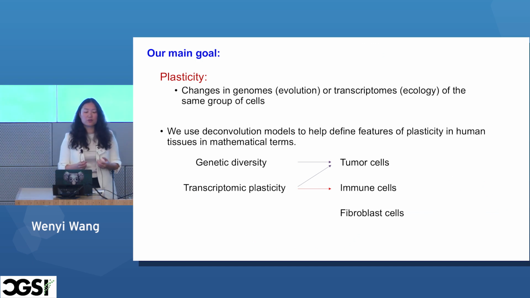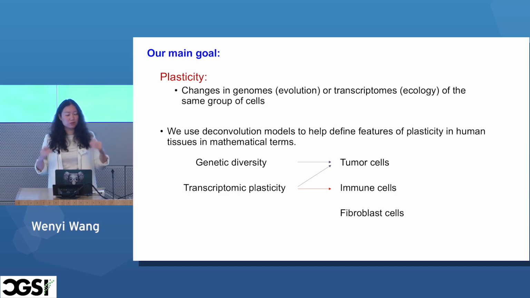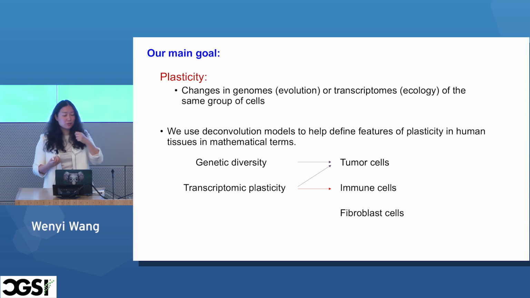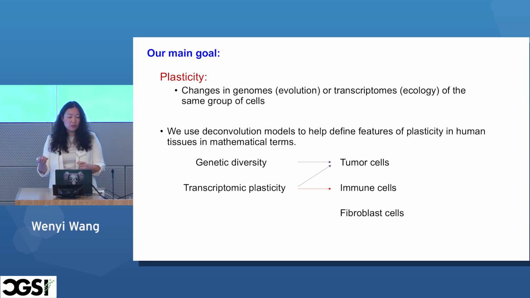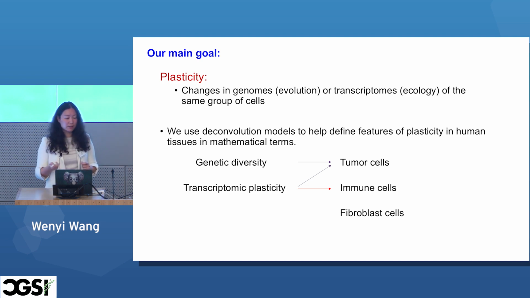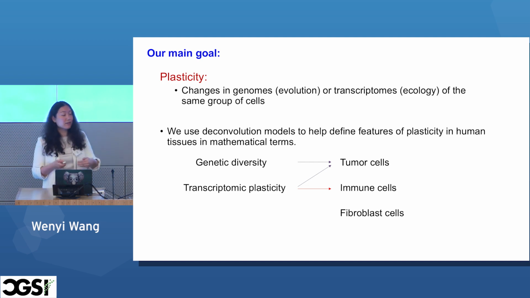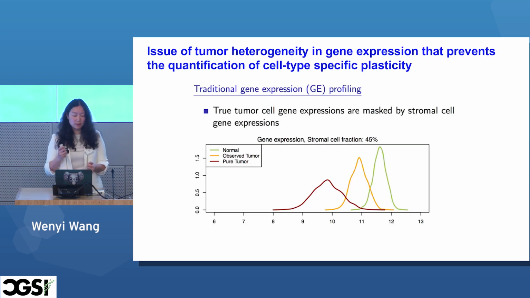So our main goal is to use deconvolution models to help define features of plasticity. And here I introduce my definition of plasticity in the widest mathematical concept, which is changes in genomes or transcriptomes of the same groups of cells. To define features of plasticity in human tissues in mathematical terms, I introduced the transcriptome plasticity score measure for tumor cells and genetic diversity measure for tumor cells. We also have methods that can be applied to immune cells, but I won't have time to talk about it in this talk.